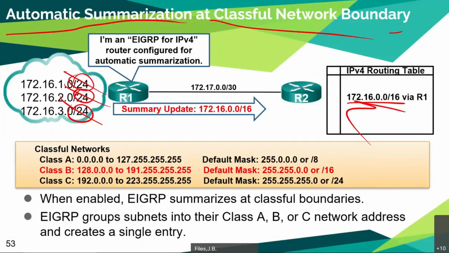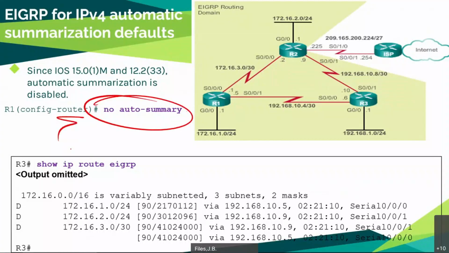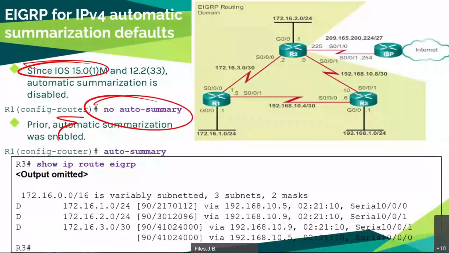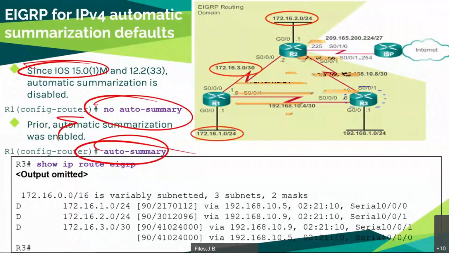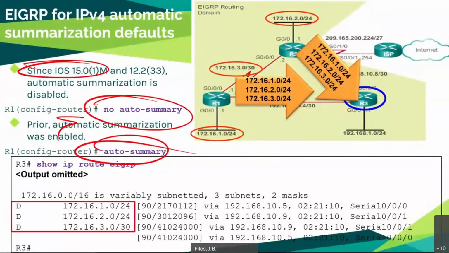Now, the thing is, we don't have super classful networks anymore. So you generally turn that off under router configuration mode. However, it's off by default. Okay. If you wanted to turn it on, use auto-summary. So this is how it looks if we're not summarizing those different networks.